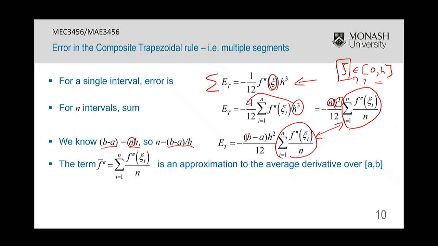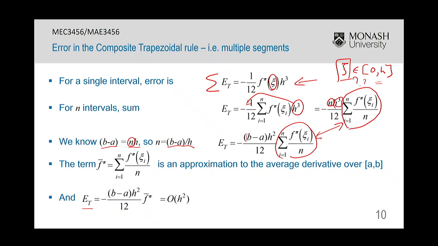But what we're doing here is we're summing up over each of the intervals the second derivative at some point in the interval, and we're dividing it by n. So that term there really is an approximation to the average second derivative over the interval a to b. Therefore, total error in the composite trapezoidal rule is equal to the width of our total domain, b minus a, times h squared, the individual interval width squared, on 12, times some estimate of the average second derivative.